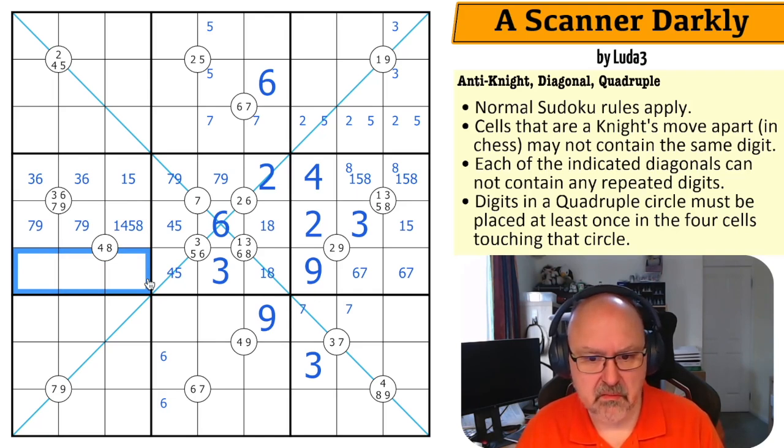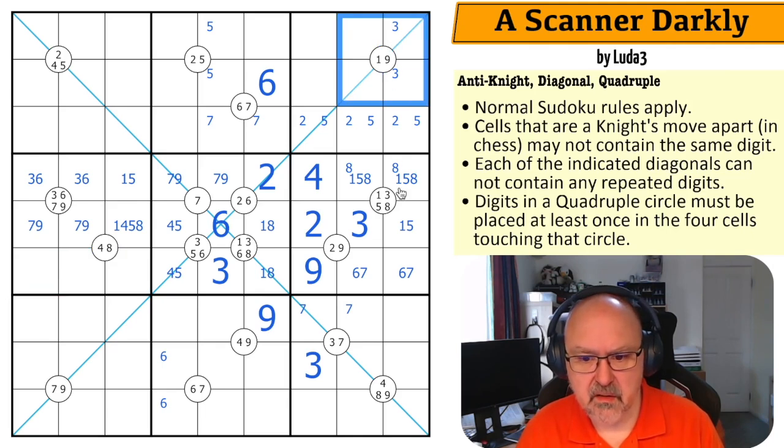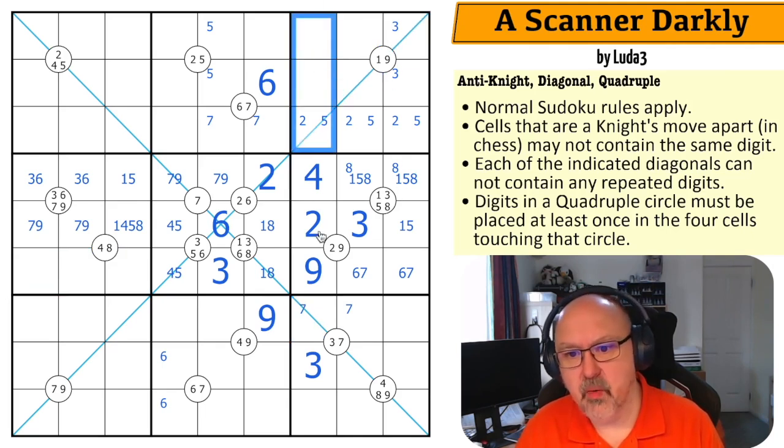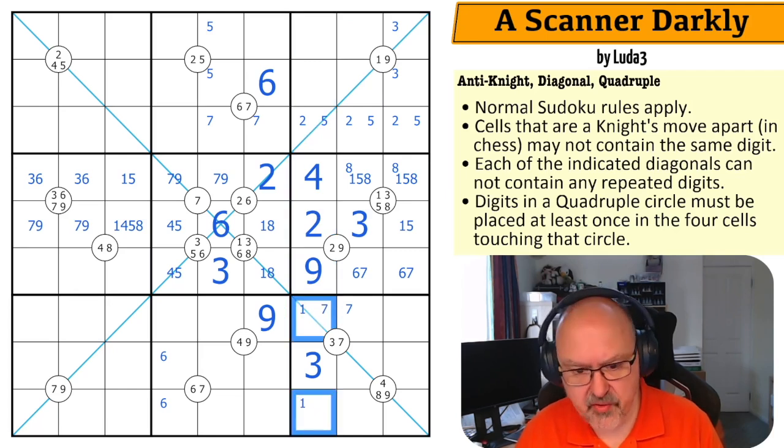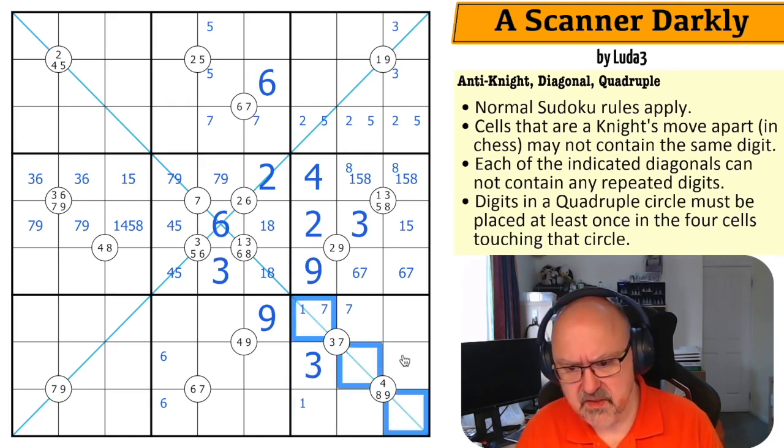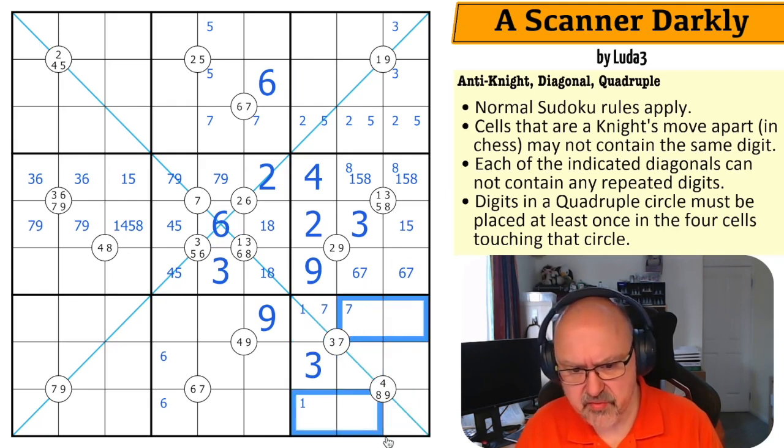Great. They're going to be 1, 2, 4, 5, 8. Great. Oh, I could do it again. 1 here, 1 here. 1 is in one of those 2. 6 is not on the diagonal. It's not in that cell because that would break the 6, 7. So it's in one of those.